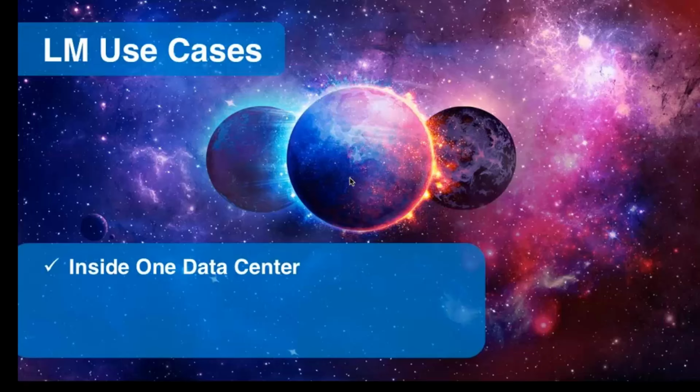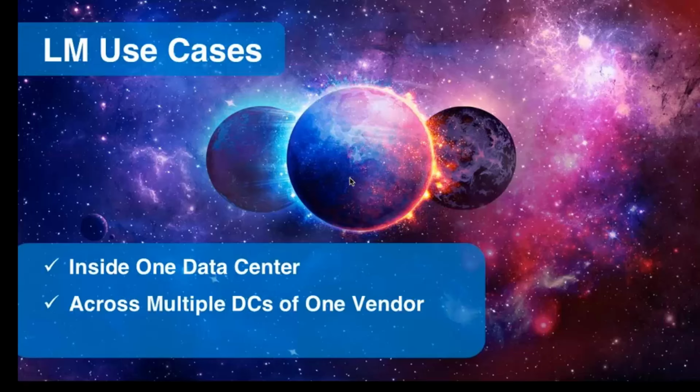Second one, across multiple data centers of one vendor. Almost the same, but the difference is that the data centers are located in different regions and physical buildings, so it's a little bit more complex to implement because you need to deal with networks. But it works nicely if you configure it properly. So you can benefit from live migration across multiple data centers of one vendor.